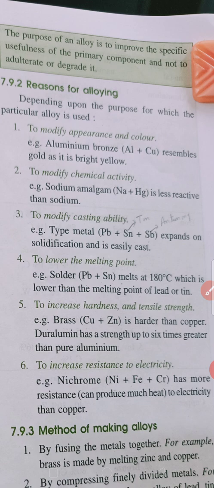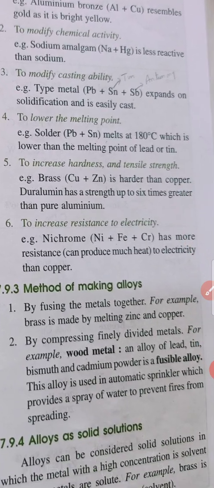To increase the hardness and tensile strength, for example, brass, which is an alloy of copper and zinc, is harder than copper. Duralumin has a strength up to 6 times greater than pure aluminium. Then next is to increase resistance to electricity. Nichrome, which is an alloy of nickel, iron and chromium, has more resistance and can produce much heat with electricity than copper. Then children, how to make alloy?